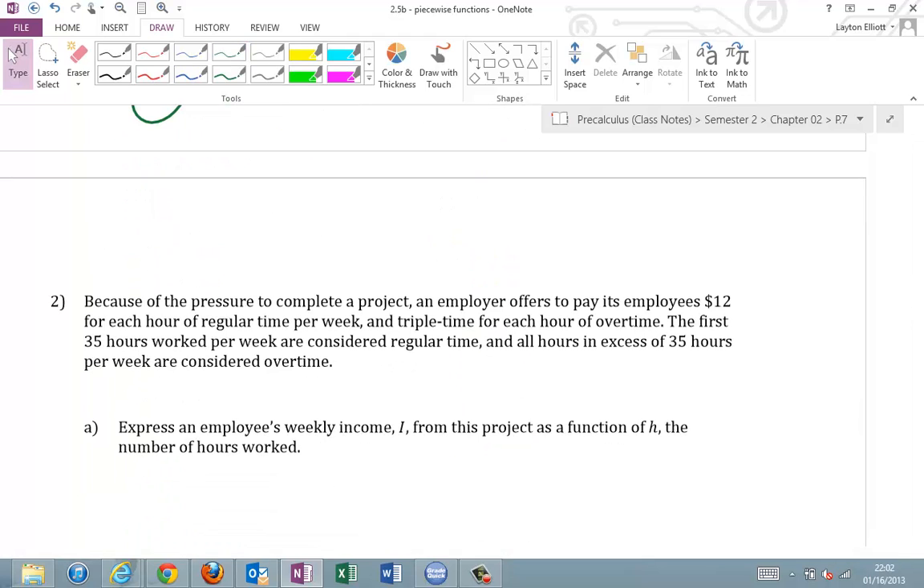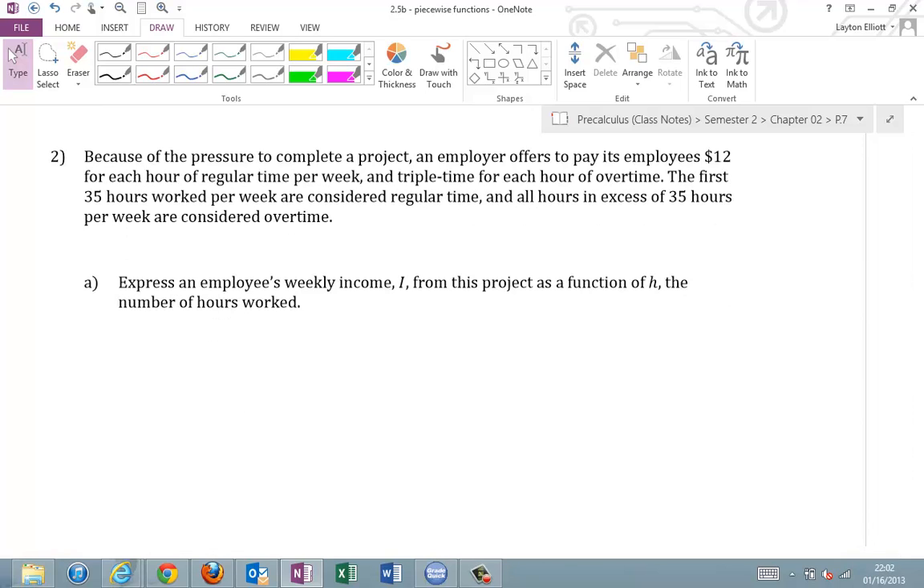Okay, now we're going to look at a problem that's more of an example. Because of the pressure to complete a project, an employer offers its employees $12 for each hour of work, regular time, and triple time for each hour of overtime. So the first 35 hours are regular time, and everything after that is overtime. What we're saying is that we have a first 35 hours with a different case than if we have the hours after 35.